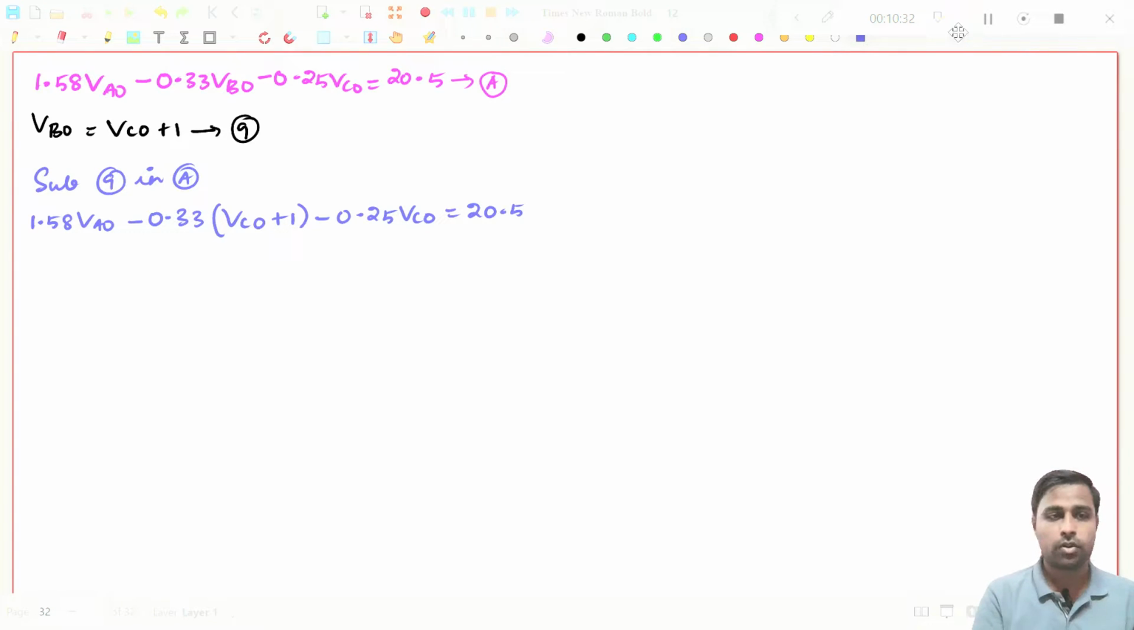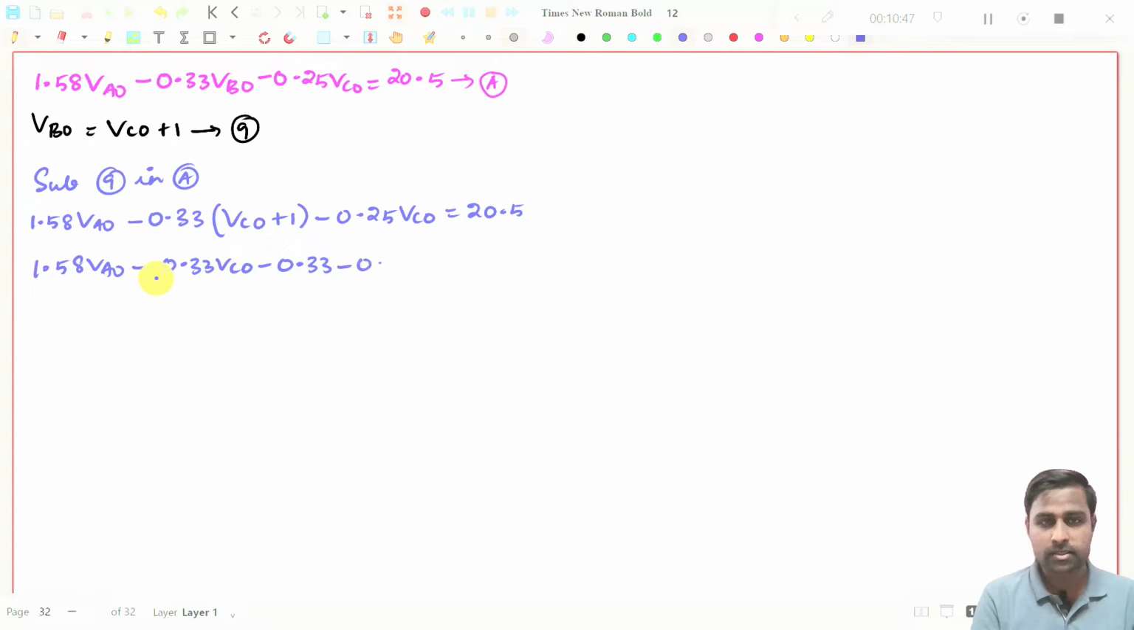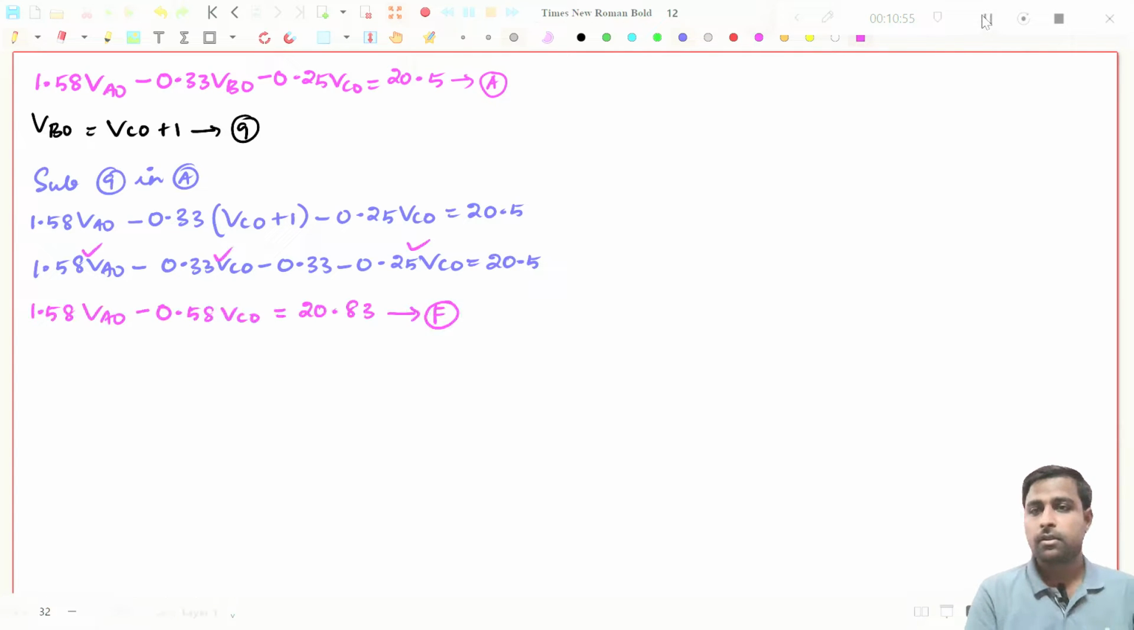Now you try to simplify this expression. If I simplify, I will get 1.58 VAO minus 0.33 VCO minus 0.33 minus 0.25 VCO, that should be equal to 20.5. So if you further simplify this, I am getting this expression. So 1.58 will be there and VCO, there are two VCO. So I have added these two because both are in minus symbol. Then this 0.33, I have brought this minus 0.33 to other side. So I am getting plus 0.33. And if I add this, I will get this.